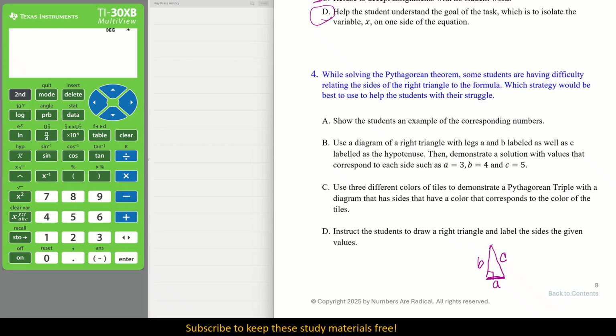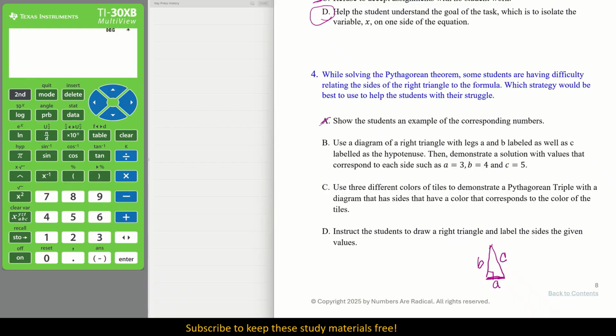Okay, it's all about what strategy. So A, show the student an example of the corresponding numbers. Okay, I'm not going to go for that one. I just don't see how that could help. I mean, I could have put in a 3, 4, 5 triangle, but I don't see how that's going to help just labeling it. Let's look at what B says.